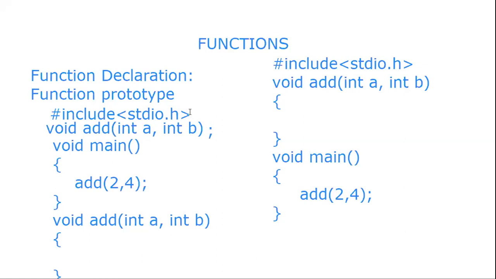Is the concept of function prototype clear? Yes, ma'am. So to repeat, function prototype is nothing but the first line of whatever we are defining. It gives us the majority of information about the function. What is the return type? What is the name of the function? What are the parameters required to perform it?